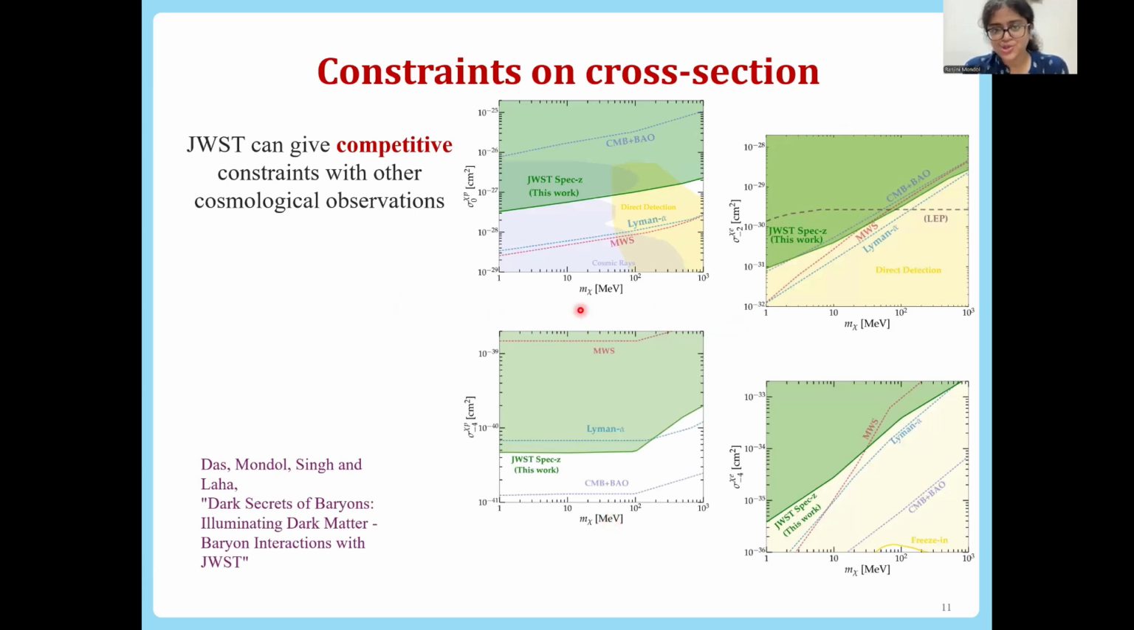In this slide, we show some of our results on 95% confidence level upper limits on the interaction strength between dark matter and baryons for different models. In these plots, along the x-axis, the dark matter mass is plotted, and along the y-axis, the interaction strength for various models is plotted. The green shaded regions show our limits from JWST SpecZ data. The takeaway message from all these plots is that JWST can give competitive constraints with other cosmological observations within an order of magnitude, even with only about 40 spectroscopically confirmed galaxies.